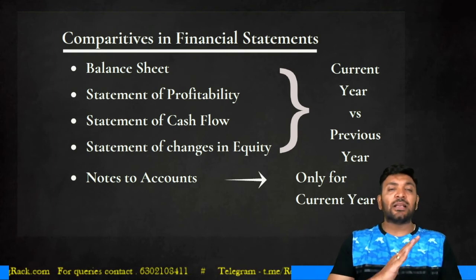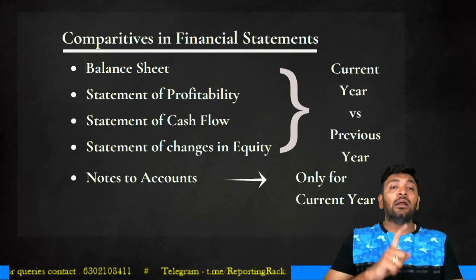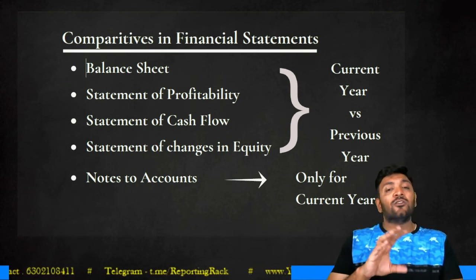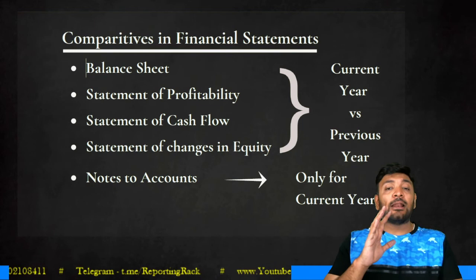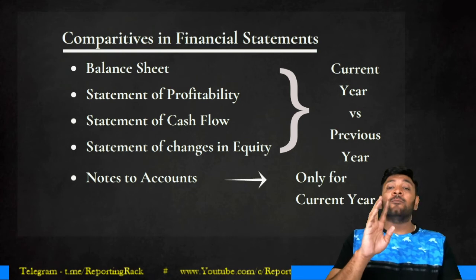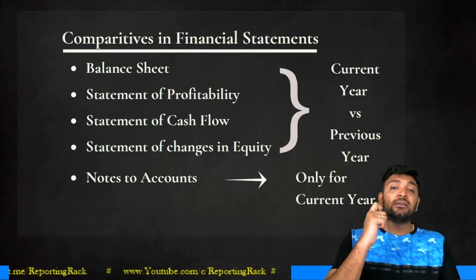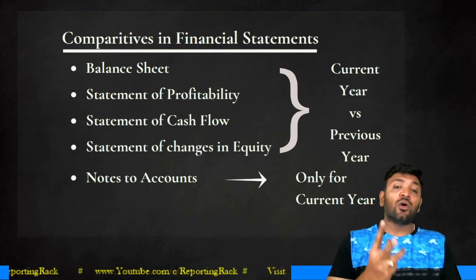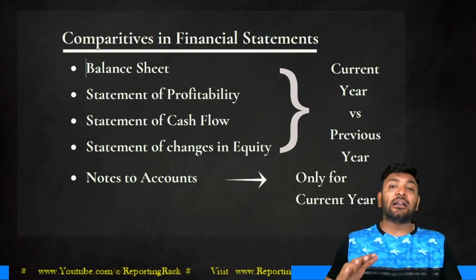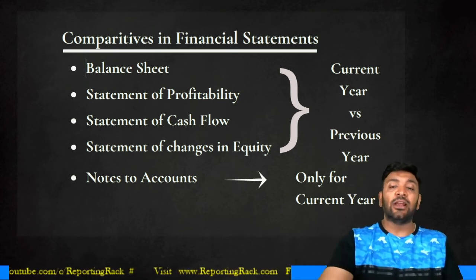Clear? A comparative information is compulsory. You will see a different comparative when we talk about IND AS 34 interim financial statements. Under interim financial statements, there is a word called year to date which comes up, which is absolutely a different concept. But when I'm talking about IND AS 1 presentation of financial statements, which should be prepared at least once annually, in such case, the current year amounts should be compared with the previous year figures for balance sheets, statement of profitability, statement of cash flow, and statement of changes in equity. While the notes to accounts need not be presented on a comparative basis, last year notes is unnecessary. Only the current year information should be presented in notes to accounts.